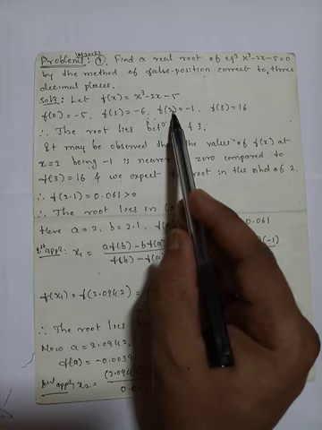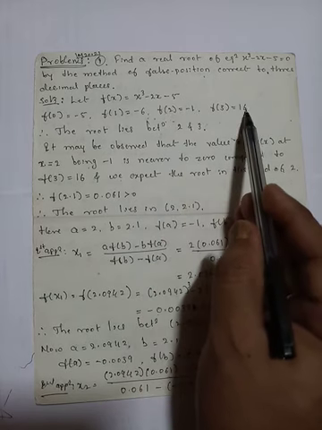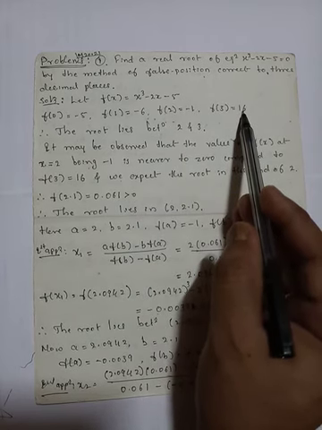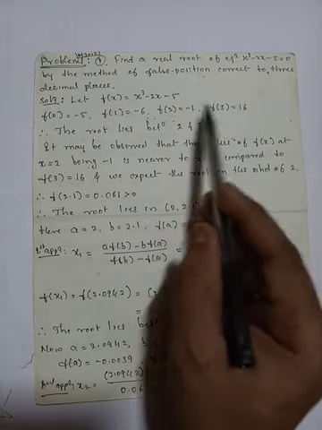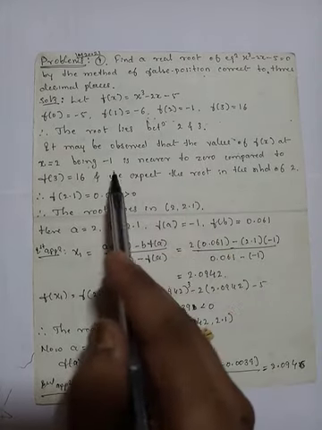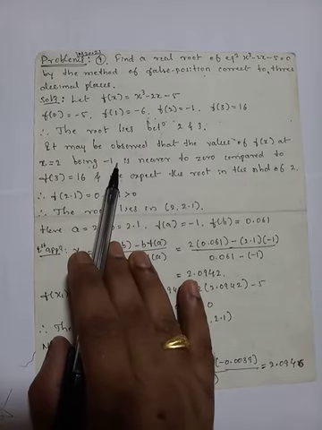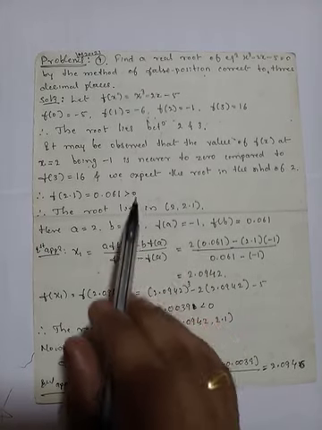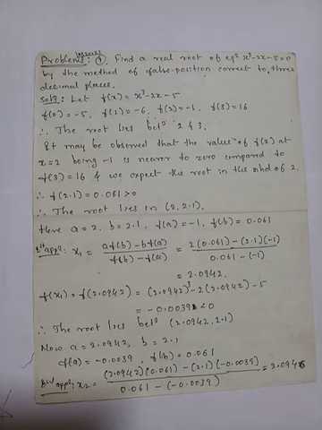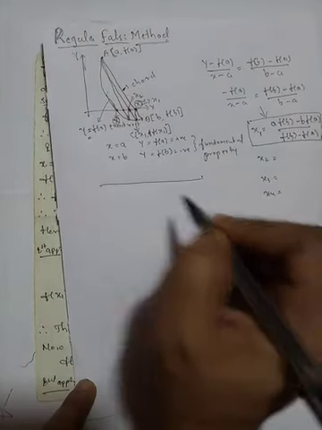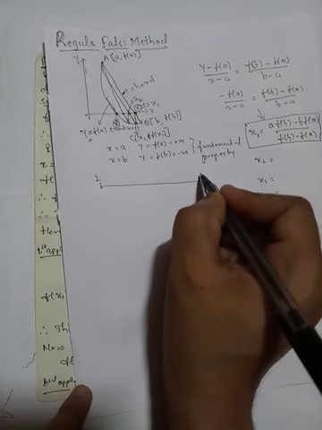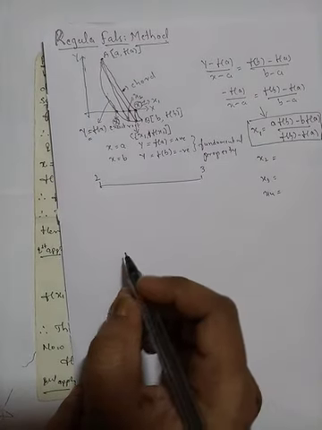The values of x we have to take. These minus 1 and 16 are the values of the function. Now we have to take the values of x, 2 and 3. Okay, now in the next, so here I just explain the root we got as 2 and 3.